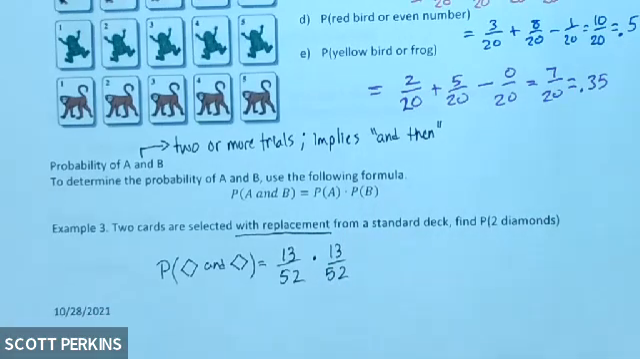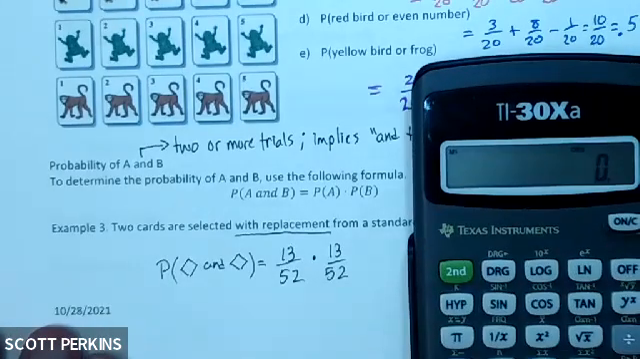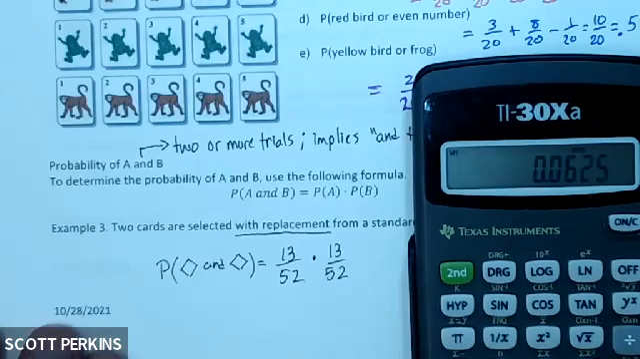Now, at this point, what I would do just to keep things as easy as possible is use my calculator. So I'm going to go, okay, 13 times 13 is equal to 169, divided by 52, divided by 52 again, and that's going to be 0.0625.